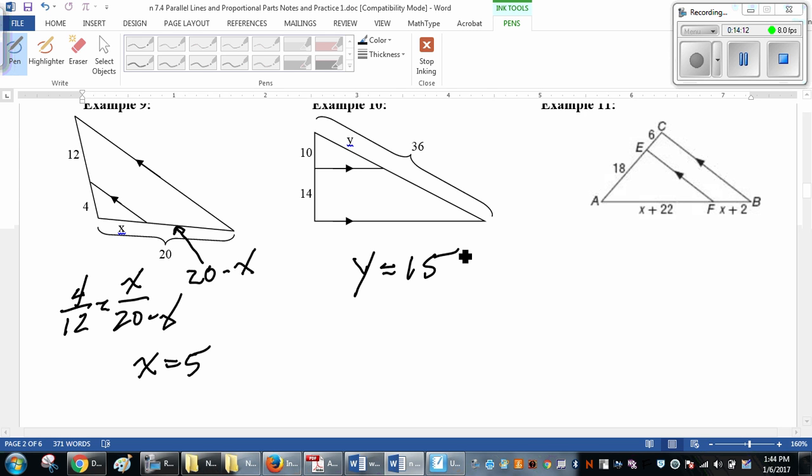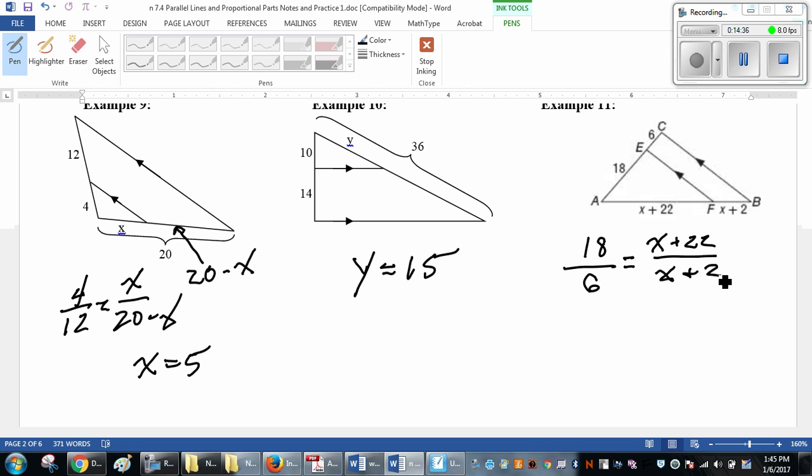All right. Example 11. We got a little bit more going on here. But again, look at what we have. Two parallel lines. Take that top part, 18, over the other piece of that side, over 6. Top part of this side, x plus 22, over the bottom part, x plus 2. It's fine that we have those two x's. All we have to do now is cross multiply and solve.